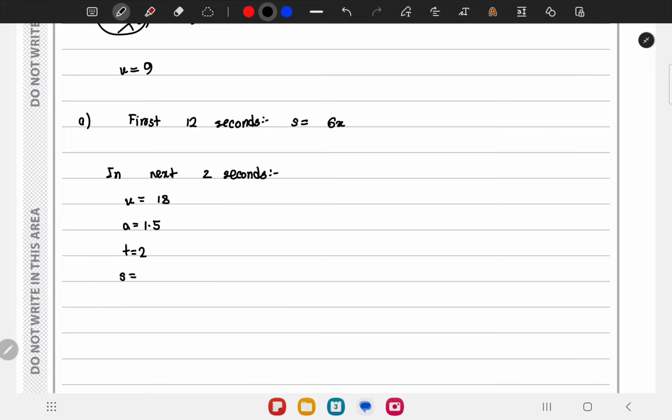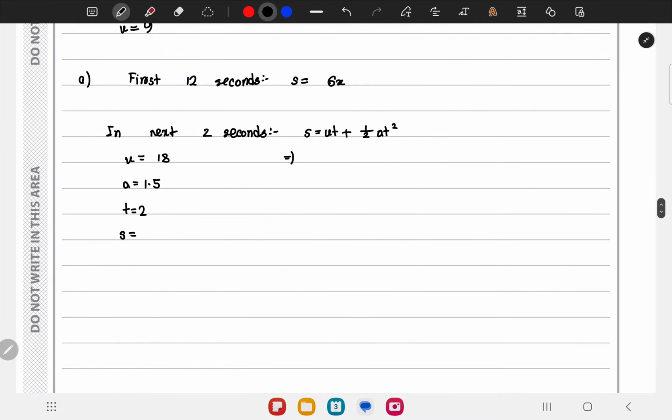We need the displacement, so we can use s equals to ut plus half at square, since we don't need the final velocity or don't have it as well. So the displacement is 18 times 2 plus half into 1.5 into 2 square. This displacement over here would be 39.